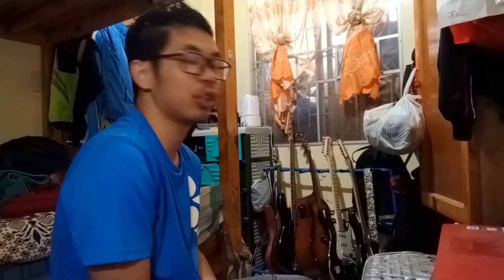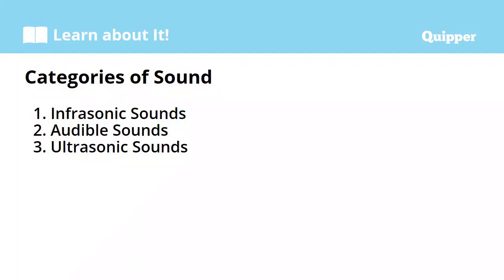Since these different terms were mentioned, let's first categorize our sound. We have different categories of sound. We have your infrasound, or the infrasonic sound. We have your audible sound, or sometimes in other books they call this the audible range. And lastly, your ultrasonic sound.